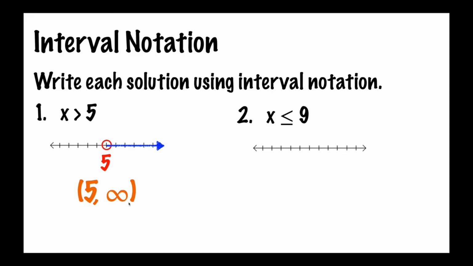When we move on to number 2, we'll follow the same process. We're going to start by determining the type of circle. So this one is going to be a closed circle because it's less than or equal to. So it actually would be an included value. From there, we'll list the critical value of 9. Then we look at the direction that this points. It points to the left. And that's what our graph looks like.